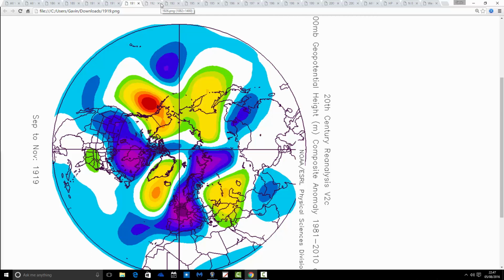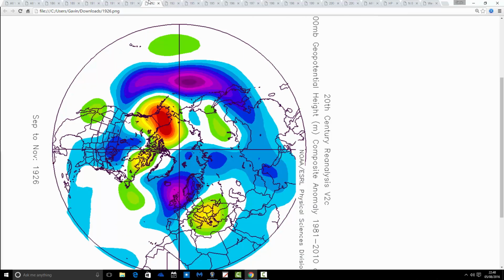The big point about this is that these are all ENSO neutral autumns that are coming out of an El Nino. The next year is significantly different again. So we don't have a trend here. That's very evident so far up to 1926. And the autumn of 1926 looks like this.